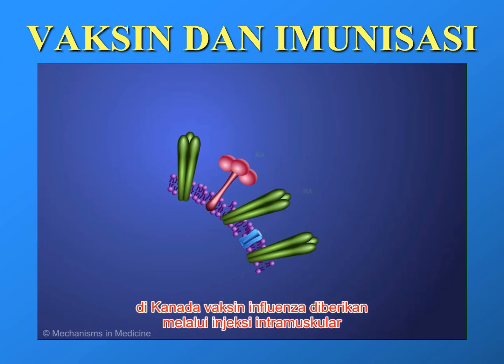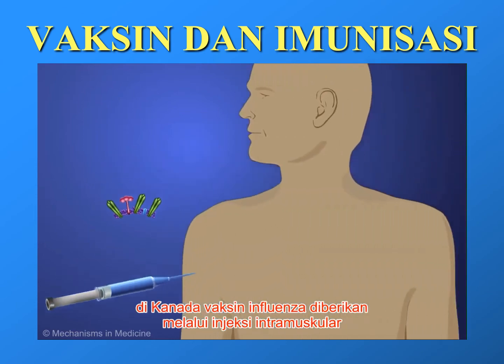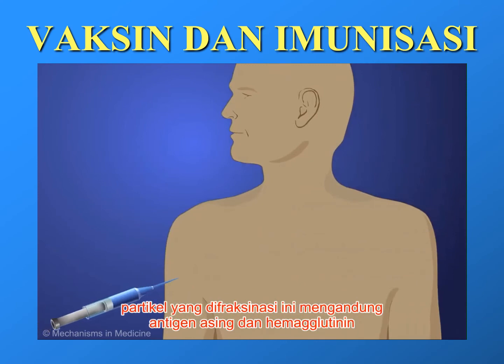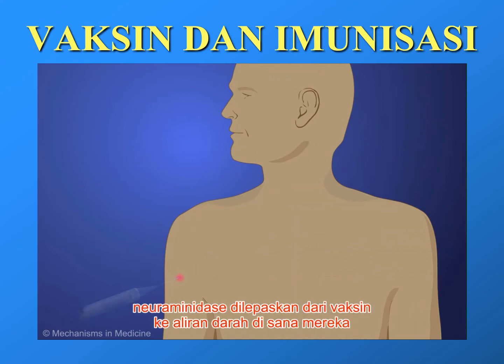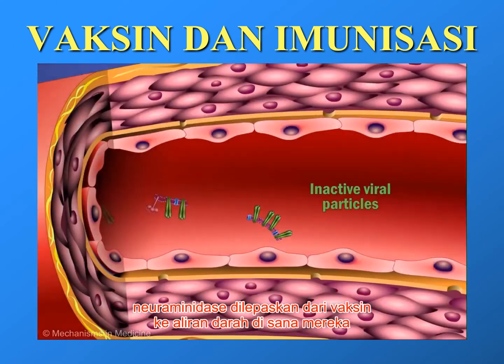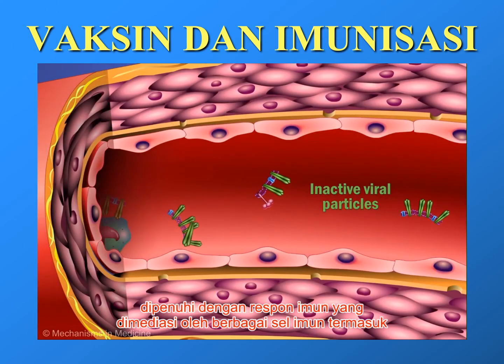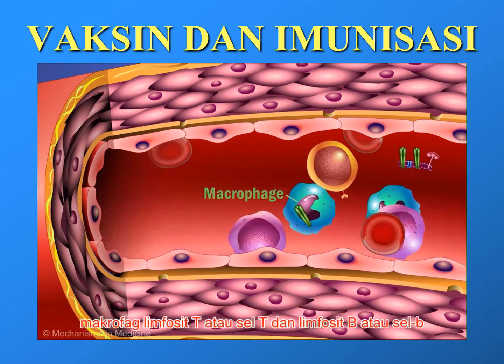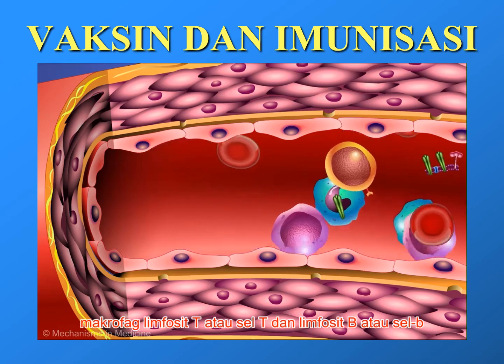In Canada, influenza vaccines are administered via intramuscular injection. These fractioned particles containing the foreign antigens hemagglutinin and neuraminidase are released from the vaccine into the bloodstream. There, they are met with an immune response mediated by various immune cells, including macrophages, T lymphocytes or T cells, and B lymphocytes or B cells.